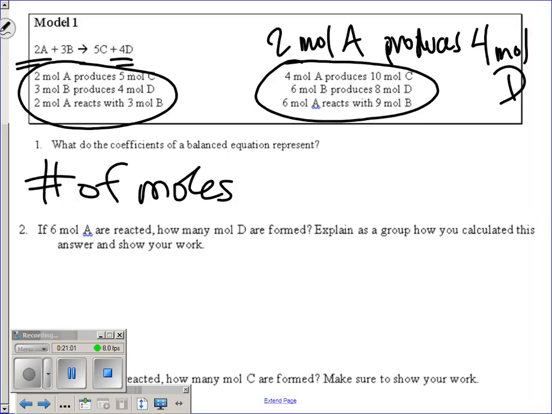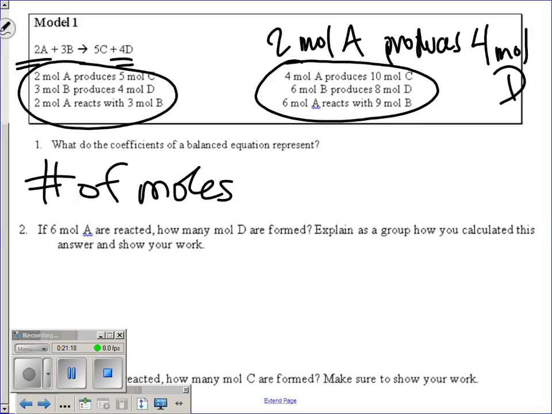So there are 2 moles of A according to the recipe, and that forms 4 moles of D according to the products of the recipe. So we have the power, we have the knowledge to make our own conversion factors, which is great because we don't have time to write all these out all the time, right? We can just pull the coefficients and call them a combination or a ratio.